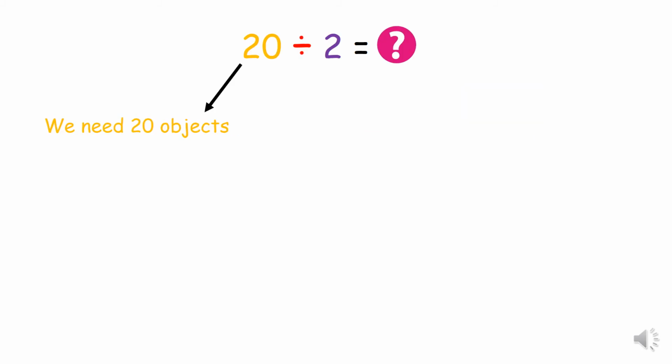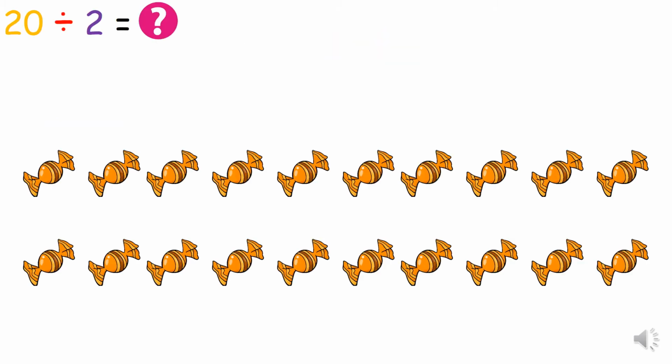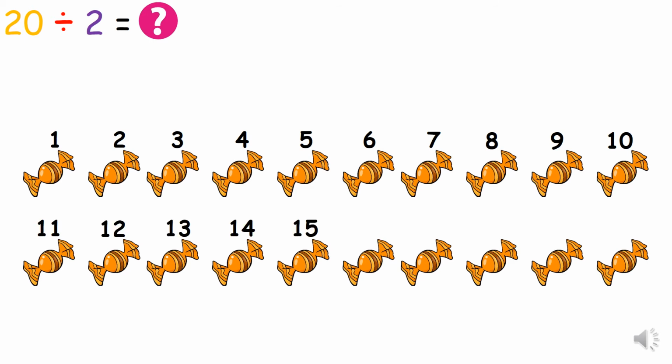So first, we need 20 objects. 20 is at the beginning of my number sentence because it's the largest number. When we divide, we need the largest number at the beginning. Here I've got 20 objects. Let me just double check. I have 20 objects now. You might have seen that because I organized them into an array, rows of tens.